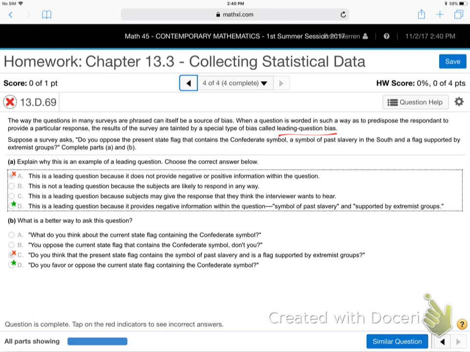All right, so here's the survey. You ready? The survey says, do you oppose the present state flag? This is kind of modern, even though this problem is like 10 years old. We've been having these issues recently, right? The statues and things. Do you oppose the present state flag that contains the Confederate symbol, a symbol of past slavery in the South, and a flag supported by extremist groups? Well, yeah, I love it.